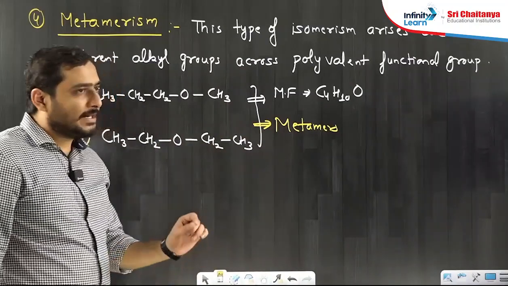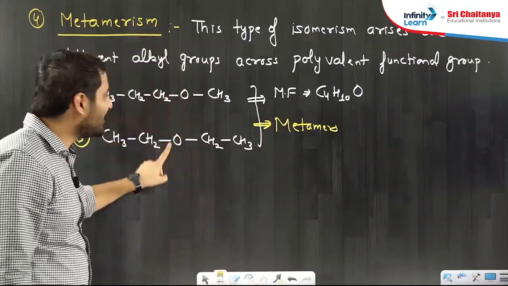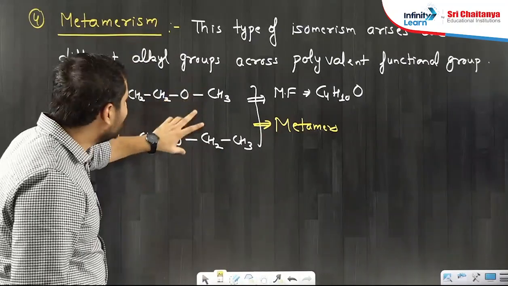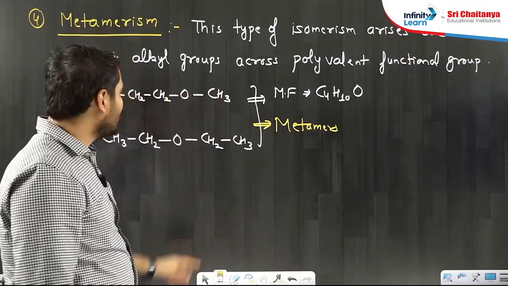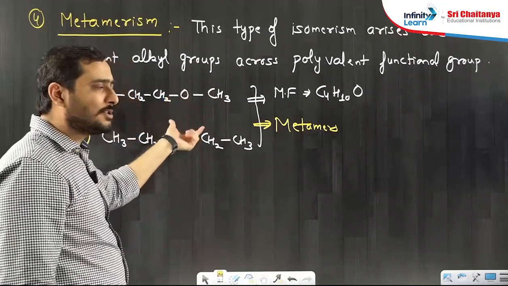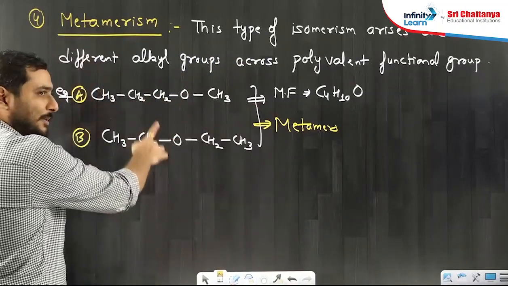So what is the condition for metamerism? First we have to check there should be a polyvalent functional group. And on that polyvalent functional group, different alkyl groups should be present. Clear? So we'll write the list of functional groups which are considered as polyvalent functional groups. So the first example is clear.